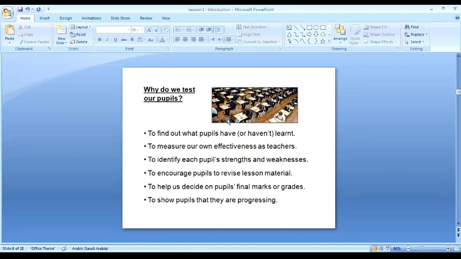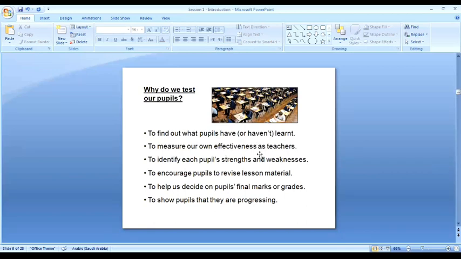Why do we test our pupils? We have to know why we test them. So these are the answers. To find out what pupils have or haven't learned. We test our pupils to see what they have learned and what they haven't learned. To measure our own effectiveness as teachers.